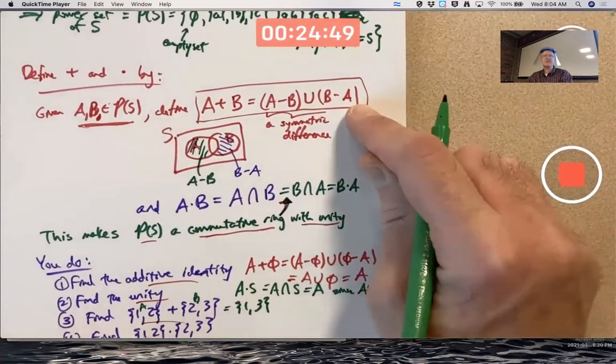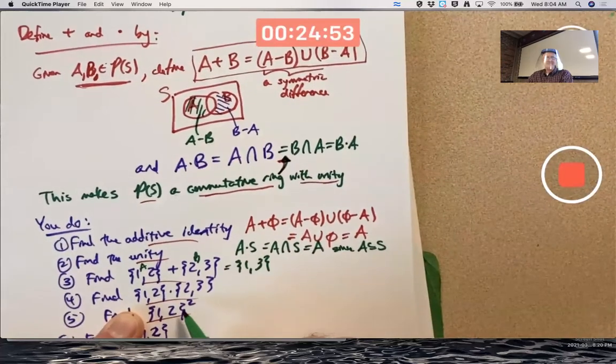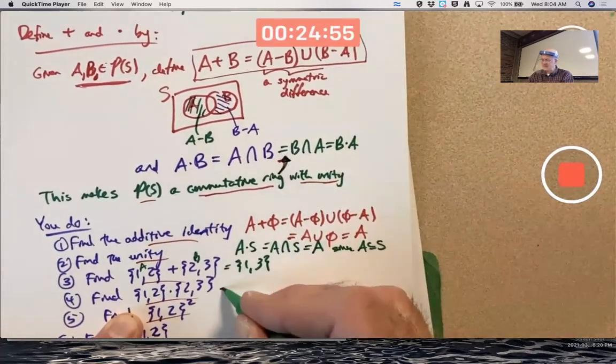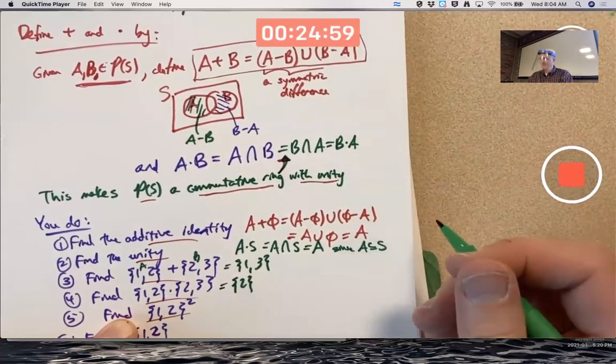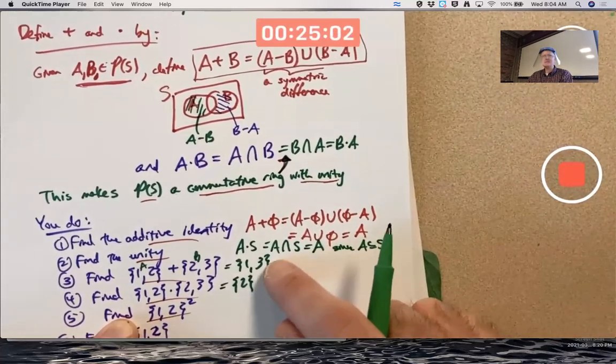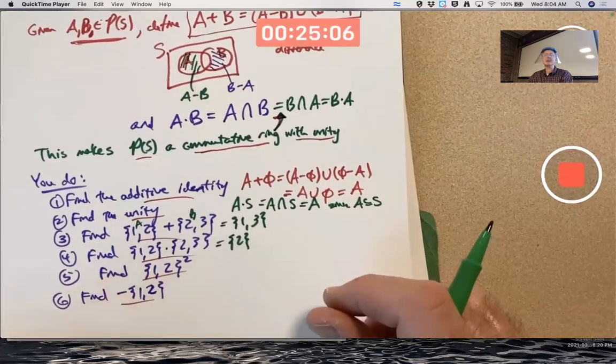Just go back up to the definition. What's the product? According to this, it's the intersection. Hey, that's just 2. Is it a coincidence that the union of these is all of S? Maybe, maybe not. I'll let you think about that. Maybe it's a coincidence, maybe it's not.